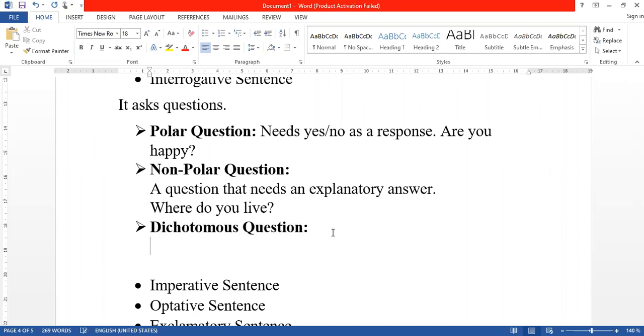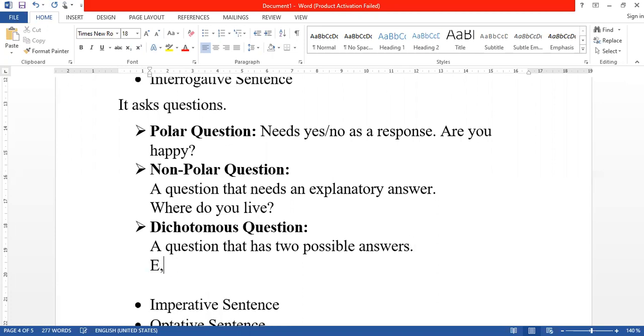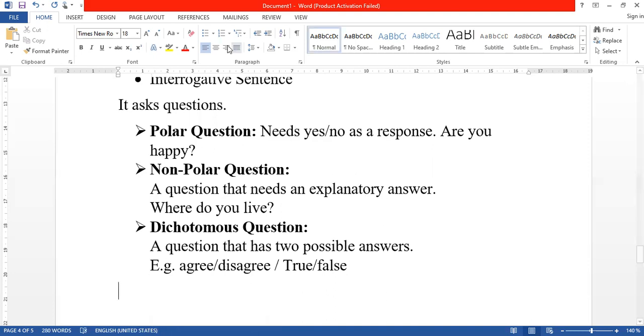A dichotomous question is a question that has two possible answers, right? For example, agree, disagree. True, false. Yes, no. Now these are dichotomous questions, right?